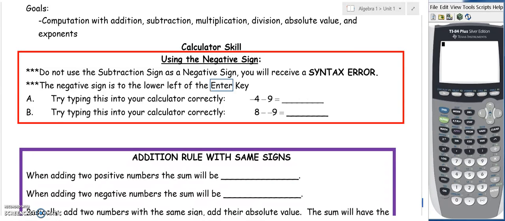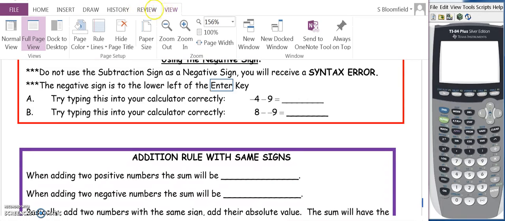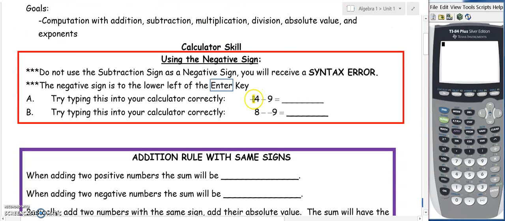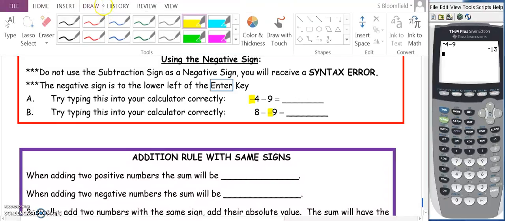So in this red box over here where we're going to practice using our negative sign, we want to use the negative sign when it's in front of this 4 and the second time that it's by the 9. If it's just between two numbers, that's when we use our subtraction sign. So for letter A, we're going to try and type -4 minus 9, and we should get -13 as our answer here.